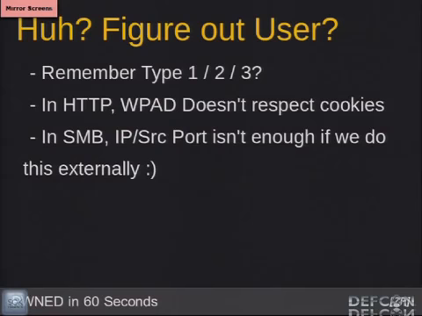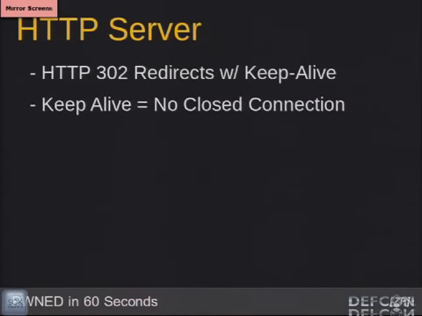So with this, I like to call this the Alzheimer's feature. It basically forgets who the user is and asks them to re-authenticate every time they connect without closing the session. The reason we do this is because, in HTTP, WPAD, and other requests don't always support cookies, as well as identifying them over SMB using an IP and source doesn't work if you're doing it across the internet behind a NAT. So for the HTTP server, the way we coded this was doing a 302 redirect with keep alive. Now keep alive will keep the session open so the socket's not closing. After we authenticate them, we know who they are for the rest of that session.